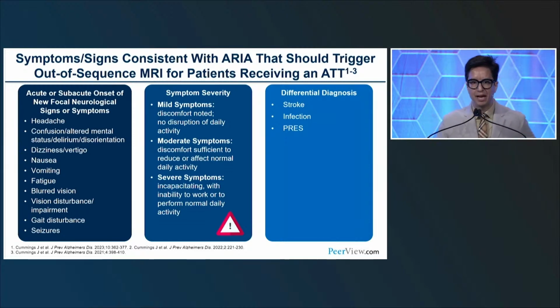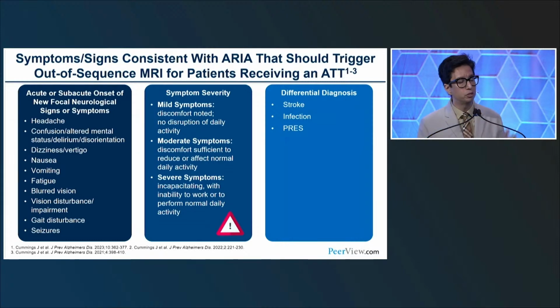Again, when you look at the actual symptoms of ARIA, they can be very overlapping with other conditions. You can have headache, mental status changes, confusion, nausea, emesis, and of course, symptoms can be mild, moderate, or severe, where they can be incapacitating on the severe side. And the differential can be very broad, but it can include things like stroke, infection, or PRES.